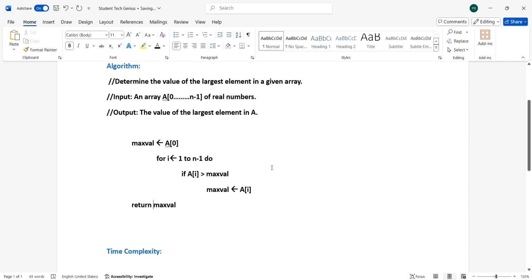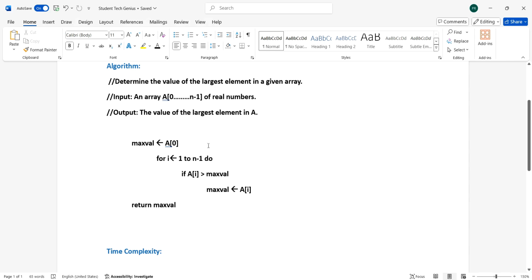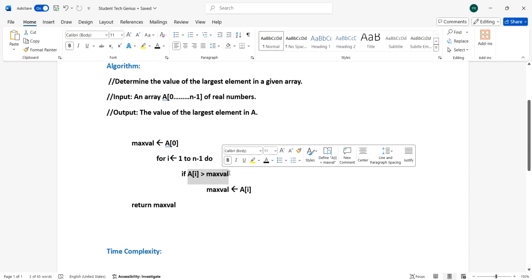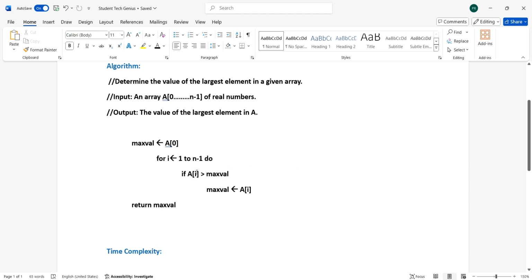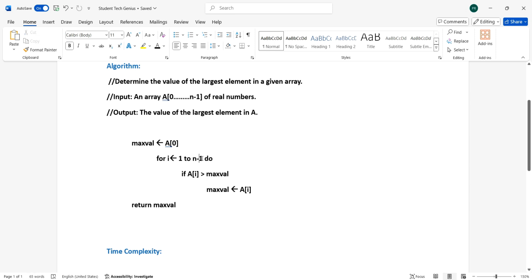Now to calculate the time complexity, I have denoted the time complexity as C of n. For the time complexity, what we see is how many basic operations are performed in the algorithm. In our algorithm, only one basic operation is performed, that is the comparison. We compare A of i to max value each time in the for loop from i equal to 1 to n minus 1. How many times have we performed it? From 1 to n minus 1, and what we perform is the basic operation of comparison.